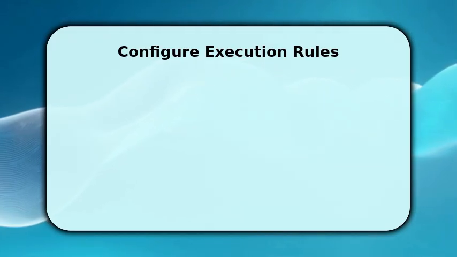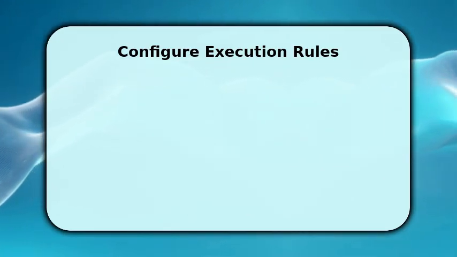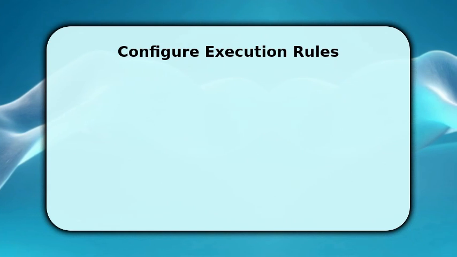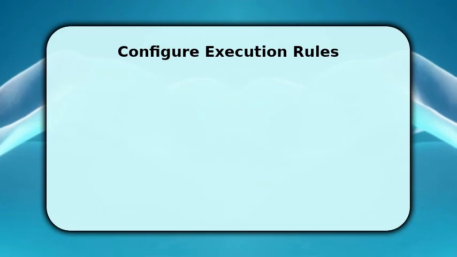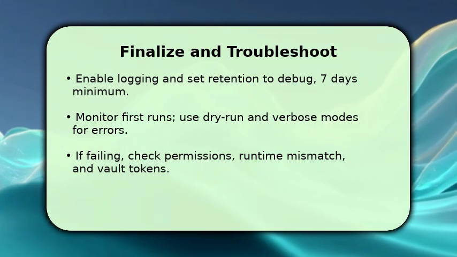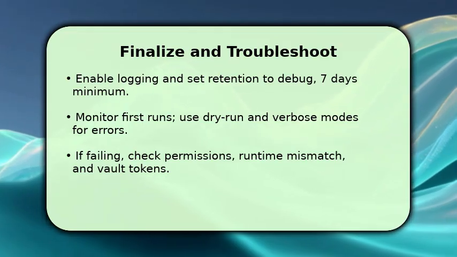Once those are defined, map environment variables and securely inject secrets from the Xeno vault. This keeps credentials out of the code. Finally, save the rule set and run a dry run to validate permissions and runtime behavior before enabling. You finish by enabling detailed logging and setting retention to at least 7 days so you can inspect failures.